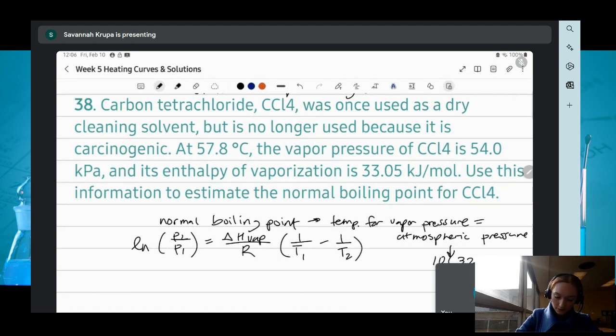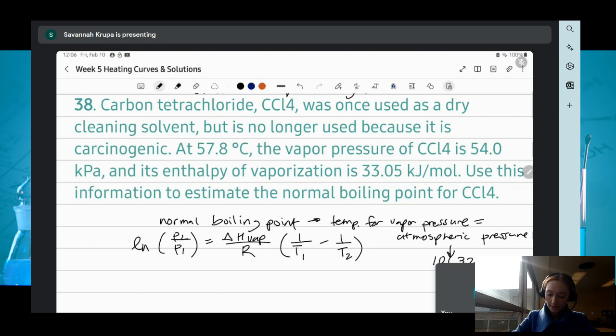And then it also gives us the enthalpy of vaporization. And we know that P2 needs to be this value that we just came up with because it's asking for normal boiling point, which is going to be the atmospheric pressure. So that is P2. So the only unknown for this is going to be T2, the boiling point. So that is the temperature that we're going to find.